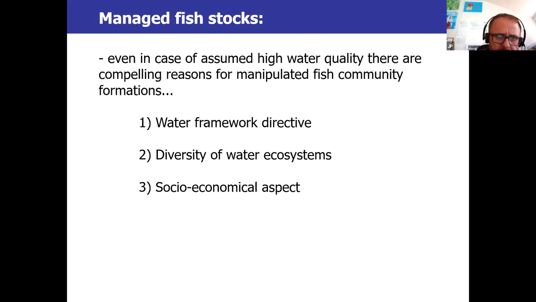And there are even further reasons, not only water quality, why to manage the fish stocks. Because even in case of assumed very high water quality, there are three more reasons: mainly the water framework directive, diversity of water ecosystems, and socio-economical aspects. The water framework directive orders the EU states to have their aquatic systems in as good ecological state as possible. So realizing typologically correct fish communities will fulfill this requirement.